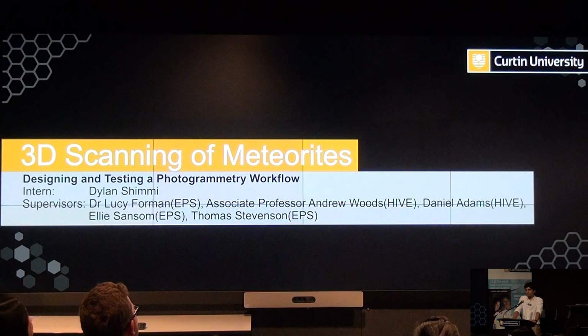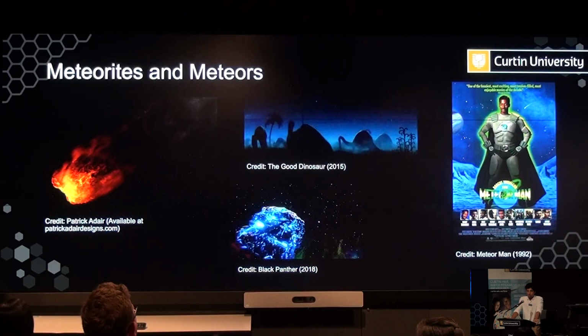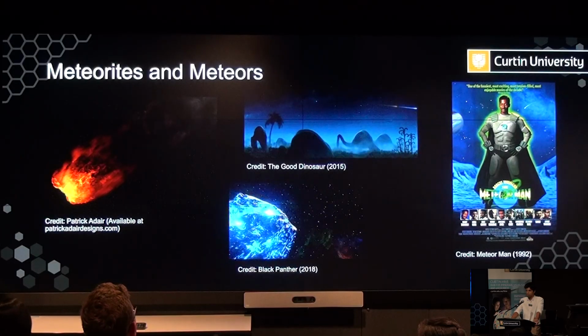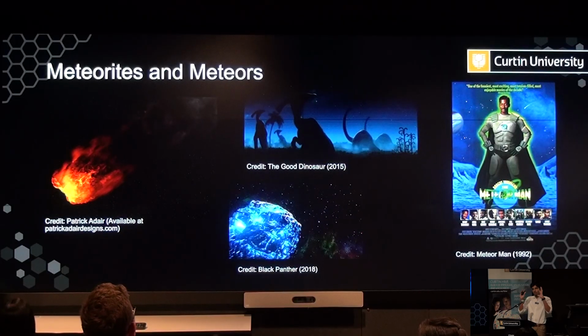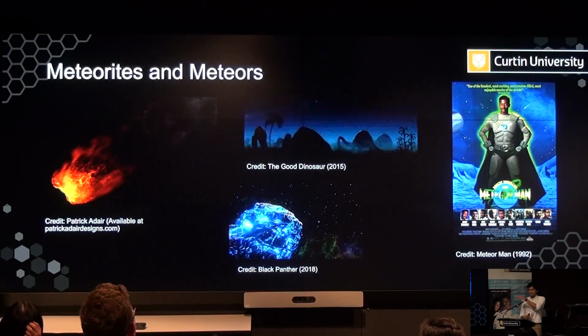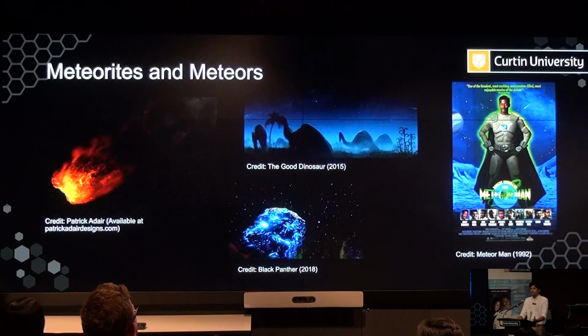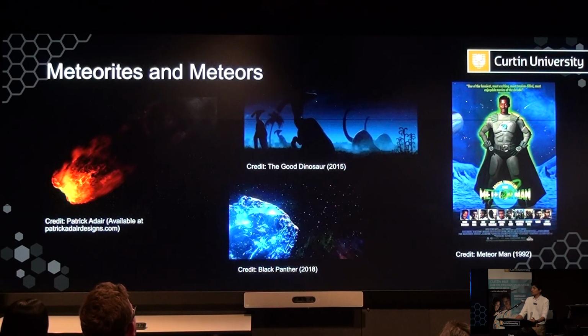Hey everyone, my name's Dylan, and today I will be discussing my project where I had to 3D scan meteorites using photogrammetry. So in popular culture, many of you would have already had an idea of how meteorites and meteors are depicted. You may see them being depicted as these glowing space rocks that come from a mysterious place out of space, crash into the Earth, and maybe even give people superpowers. Unfortunately, meteors and meteorites don't give people superpowers, as much as I wish they did. But they're still quite important to researchers.